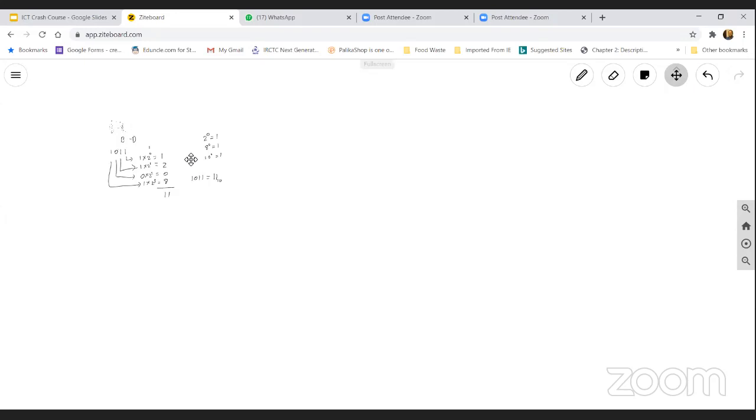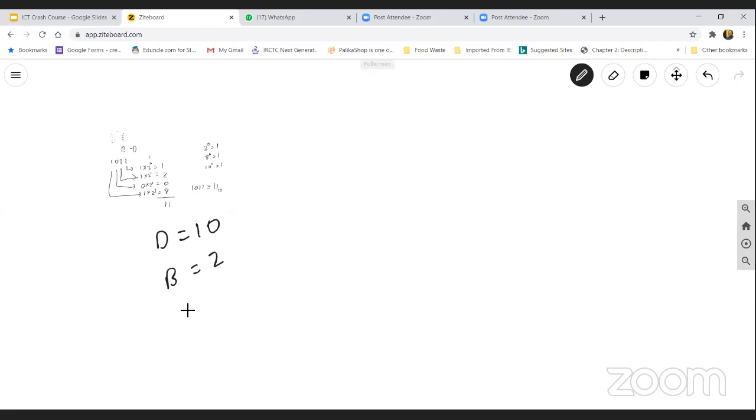How did you get the power, sir? I already told you, for decimal the base is 10, and for binary the base is 2. It's not about the base, how do you get the power? I already told you the powers: 2 power 0, 1, 2, 3, 4. For each digit we take the power plus 1, plus 1, plus 1.